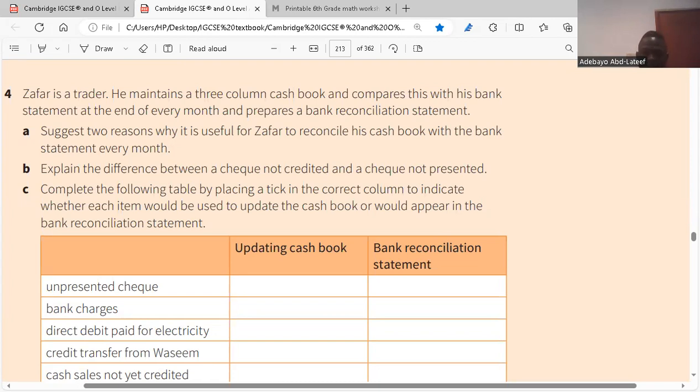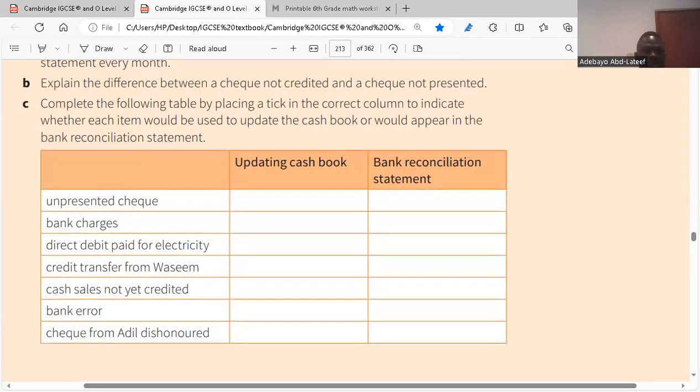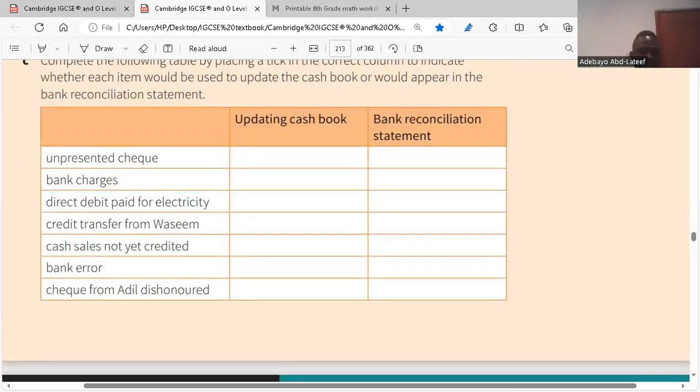Clear, right? Now, complete the following table by placing a tick in the correct column to indicate whether each item would be used to update a cash book or would appear in the bank reconciliation statement. Unpresented check will be used to update the cash book. Dishonored check, updating cash book. Bank charges, updating cash book. Direct debit paid for electricity, bank reconciliation.